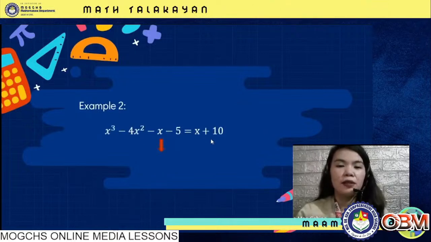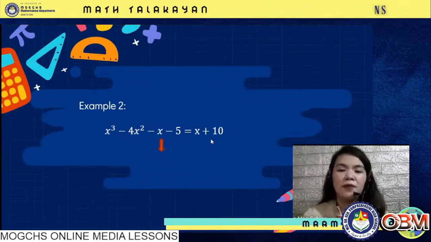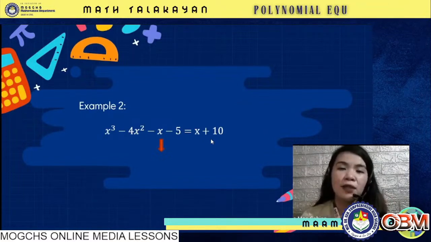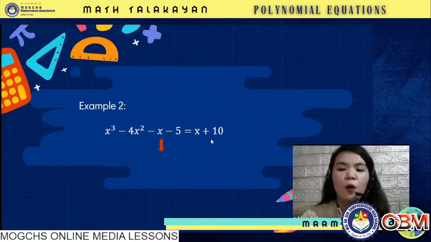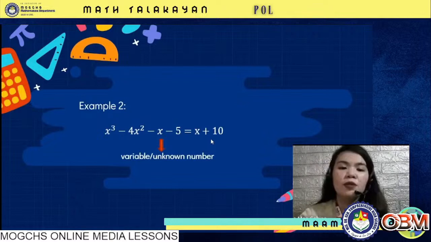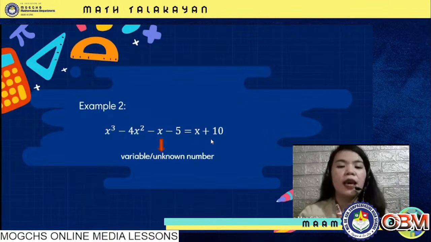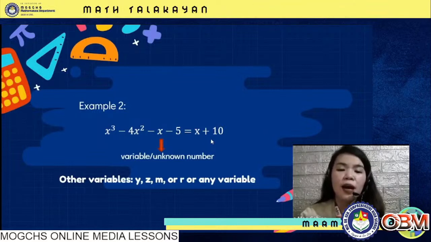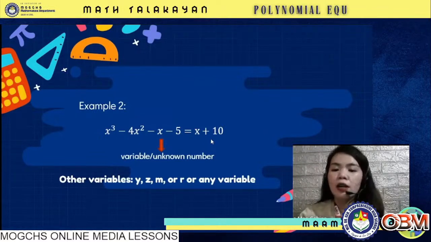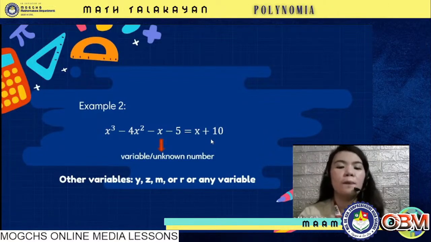Another example. Actually, this is just the same as example 1, but I am emphasizing that in a polynomial equation, we are looking for the unknown value, or we use a variable. It's the unknown number, which in this example is x. But actually, there are other variables that you may use, such as y, z, m, or r, or any other variables that would represent the unknown number.